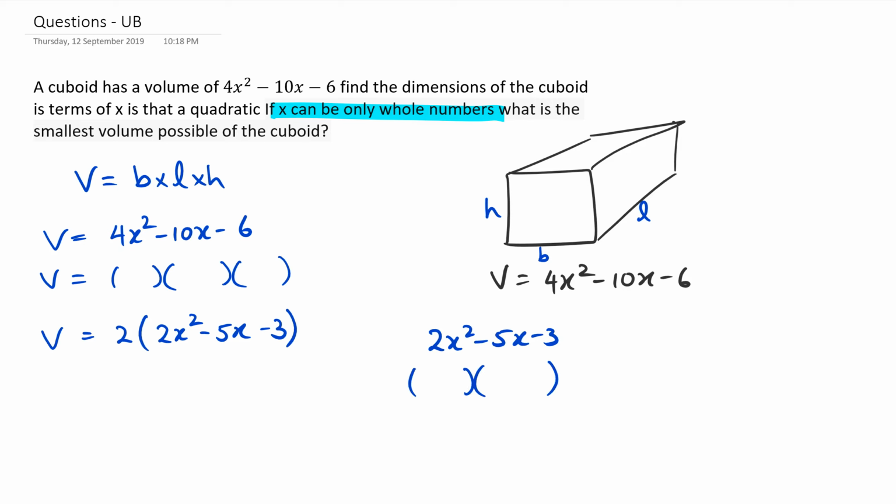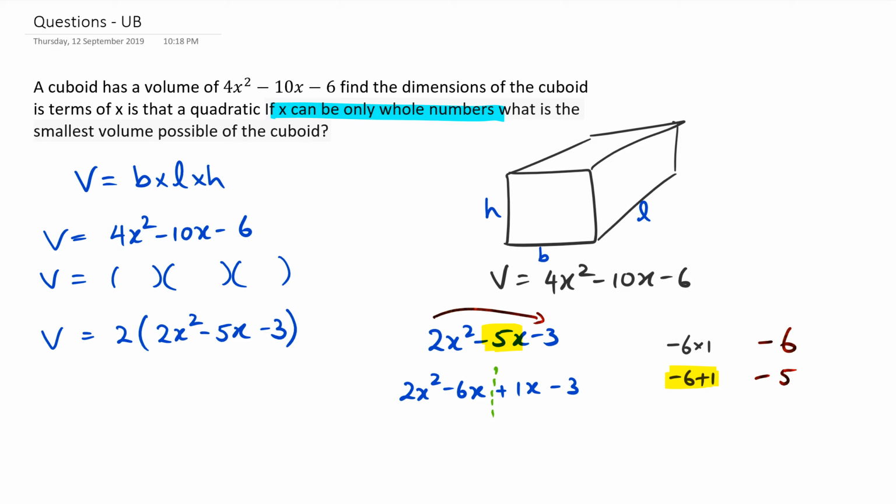The way I do it is I take 2 times negative 3, which equals negative 6, and I'm looking for two numbers that multiply to negative 6 and add up to negative 5. So my two numbers are going to be negative 6 and 1. What I'm going to do is replace negative 5x with negative 6x and 1x. By doing this, I get 2x squared minus 6x plus 1x minus 3.